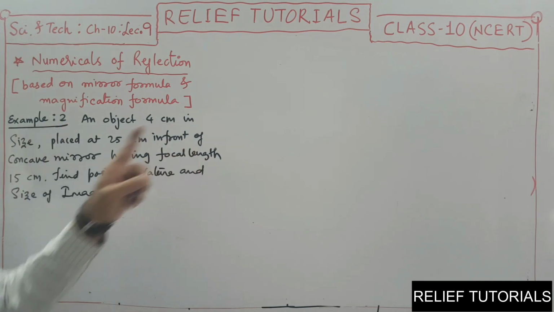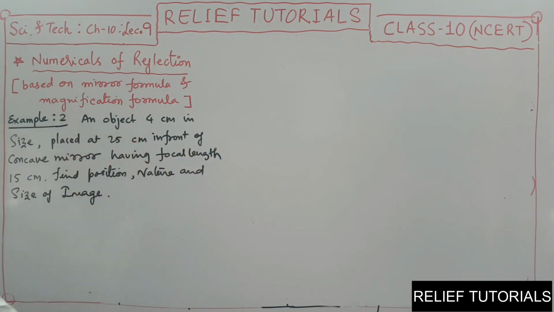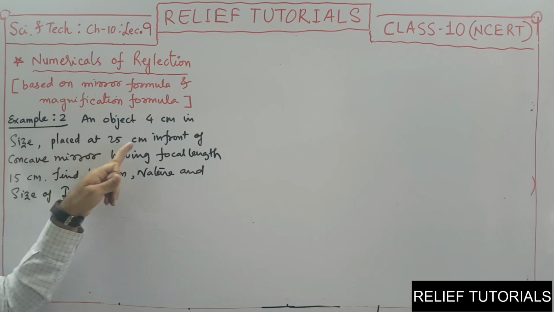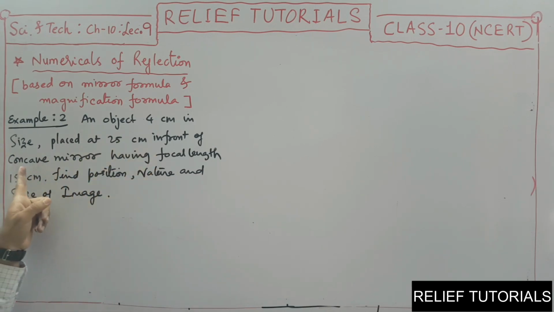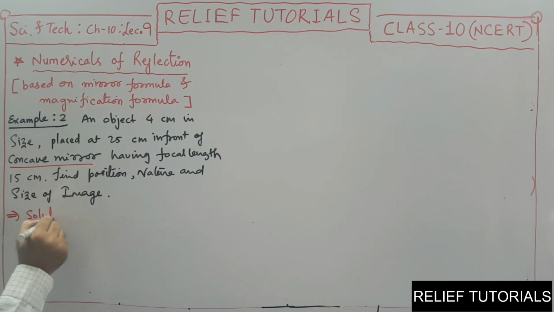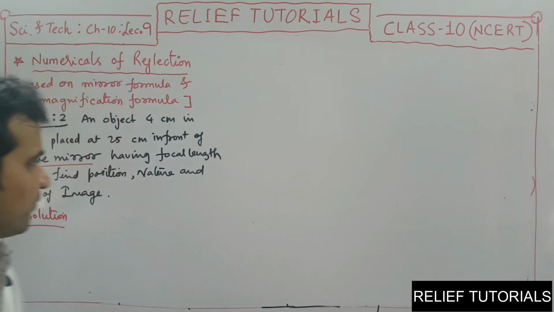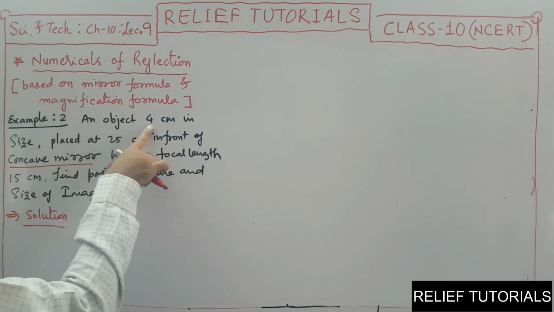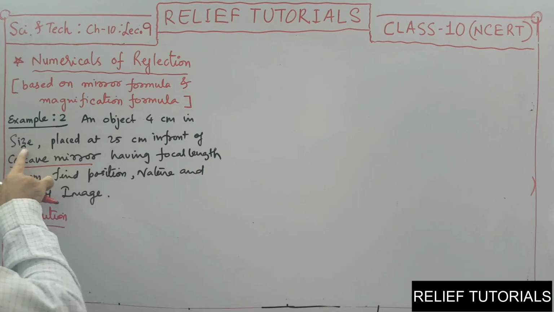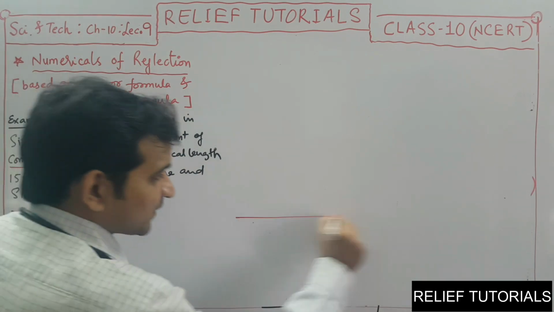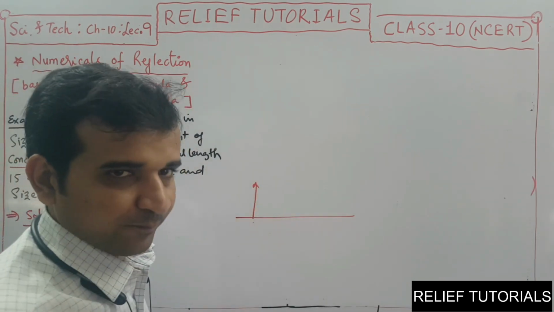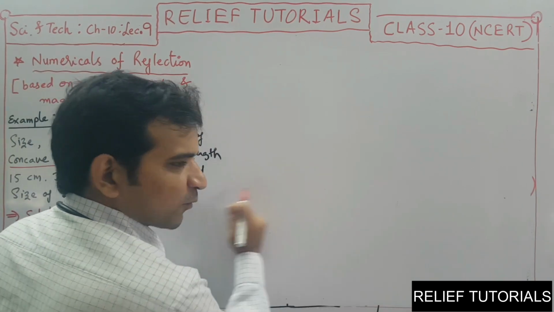Okay, example number 2. An object 4 cm in size is placed 25 cm in front of a concave mirror. So notice one thing: now we have a concave mirror. We know in the concave mirror focal length is always negative, object distance negative. So an object 4 cm in size. This is the size of the object. Size of object means it is the height of the object, and height of object is always positive.